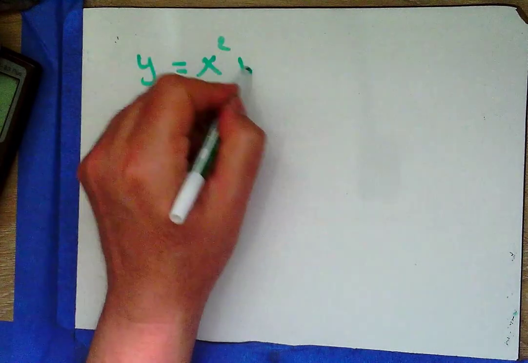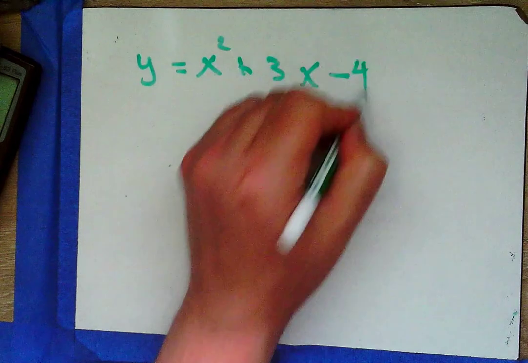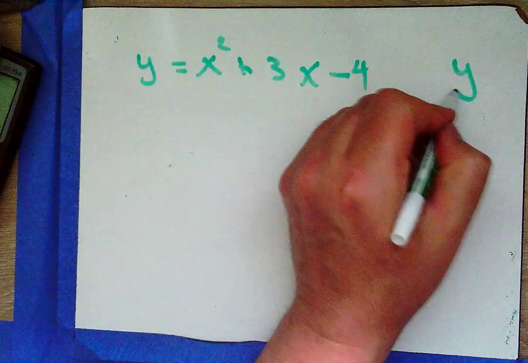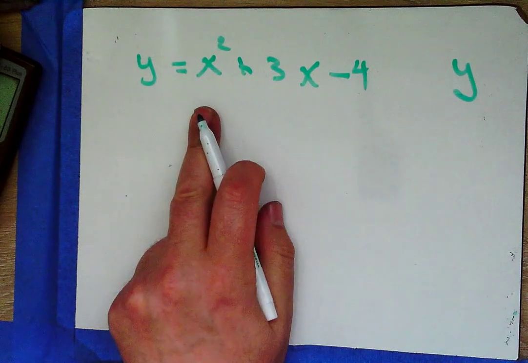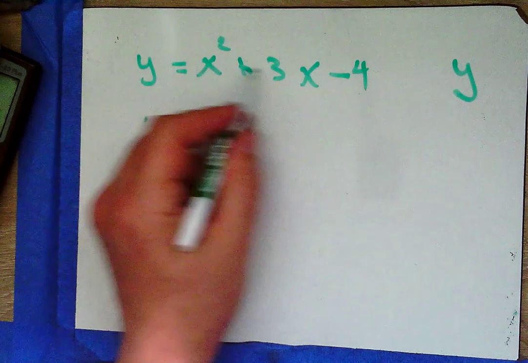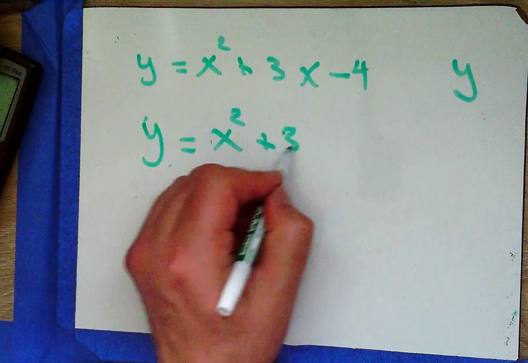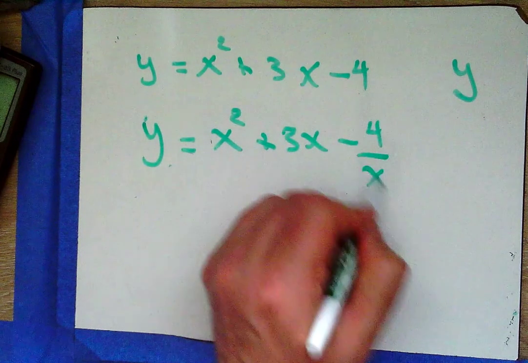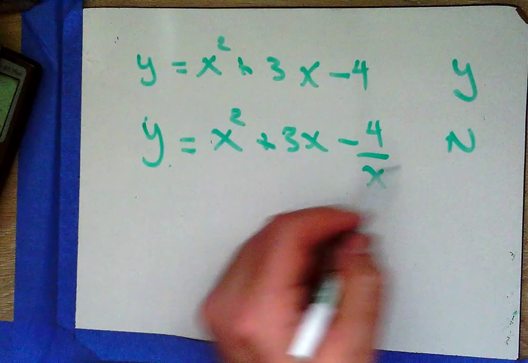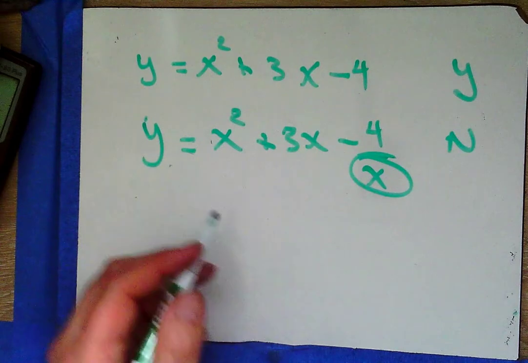Okay? Is this a polynomial? y equals x squared plus 3x minus 4. Yes, this fits in that form. We're good to go. We even have it in descending order. How about y equals x squared plus 3x minus 4 over x? No, because we have an x in the denominator.